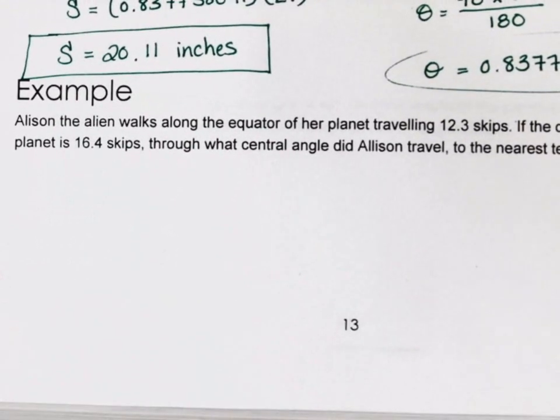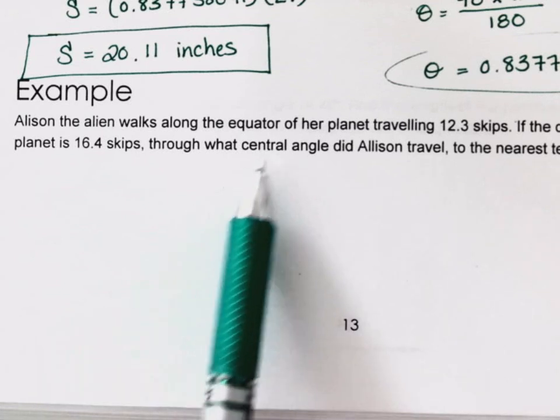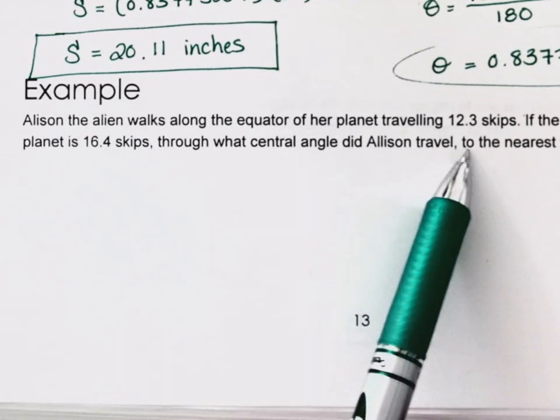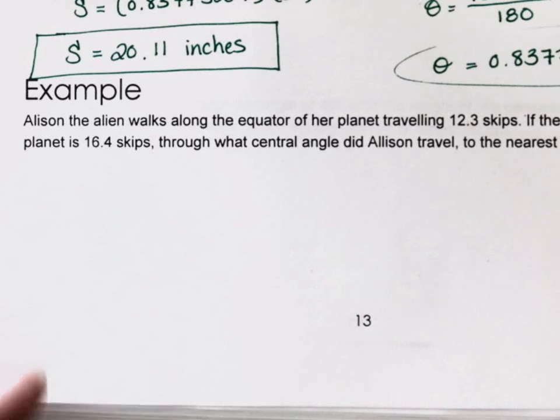Okay, Allison the alien walks along the equator of her planet, traveling 12.3 skips. If the diameter of the planet is 16.4 skips, through what central angle did Allison travel to the nearest 1/10 of a degree? Okay.